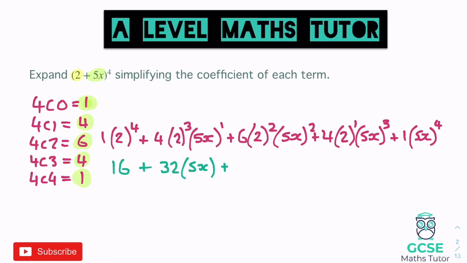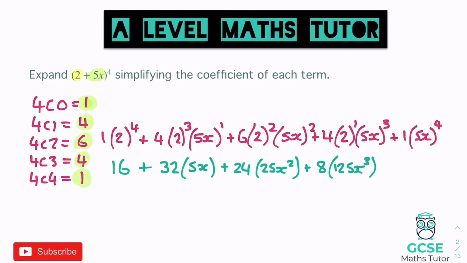Then we have 6 lots of 2 squared. 2 squared is 4. So 6 times 4, which is 24. So we have 24 lots of 5x in brackets squared, which is 25x squared. There we go. It's just squaring both of those. Again, you can use your calculator for that. For the next bit, we've got 4 lots of 2, so that's 8 lots of, and then we've got 5x cubed in the bracket, which is 125x cubed.